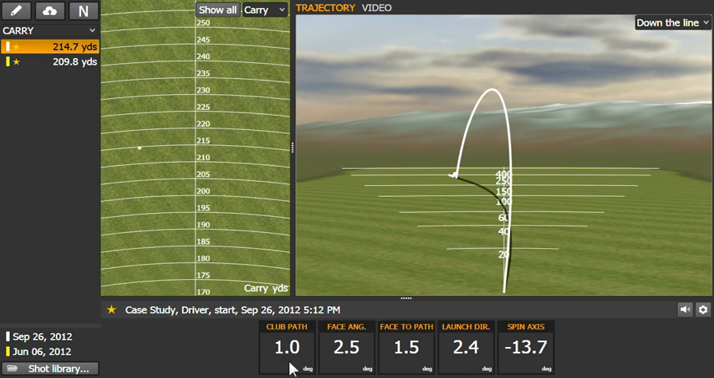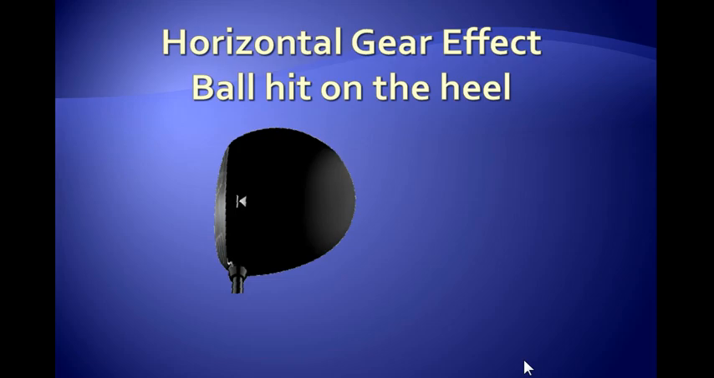So let's look at the numbers here. The path was basically right down the line, just 1 degree out to the right, but the face was more open to the right, 2.5 degrees. So that gives us a face to path number of 1.5, which is positive, and that spin axis should have tilted to the right, but you can see it went way to the left, negative 13.7. So let's look at what happened on this one when the ball was struck on the toe.